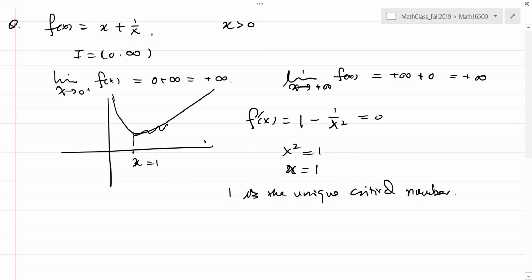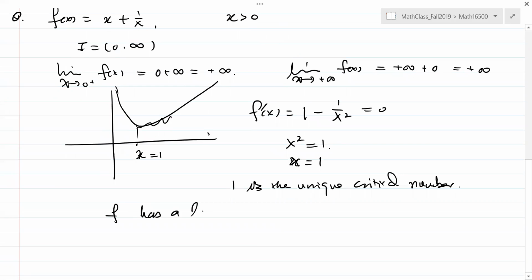Okay. Now what can we say? If the function has a local maximum value or minimum value somewhere in the interval, then that number must be a critical number. That's one side. Okay, that's the theorem. On the other side, you look at this function. There's only one critical number. Then what can you say? If we don't draw the graph, you can only say it has a local maximum or minimum value at x equals 1, right?